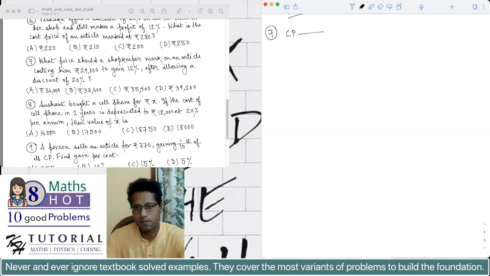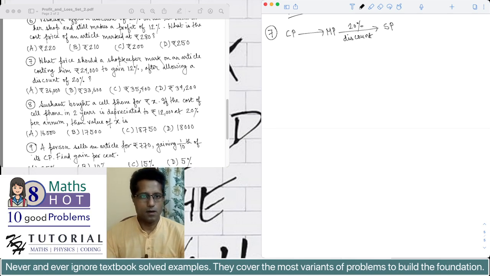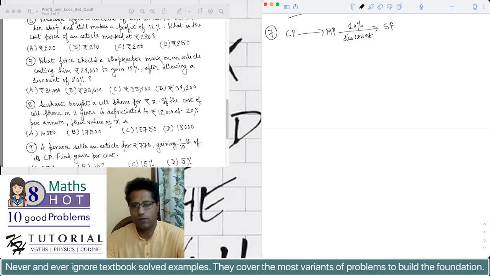From cost price, we have the mark price, and from mark price there is a discount of 20%, and finally we have the selling price. What price should a shopkeeper mark on an article? So we have to find the mark price. The cost price is given to be rupees 24,000, and there is an overall gain of 12%.